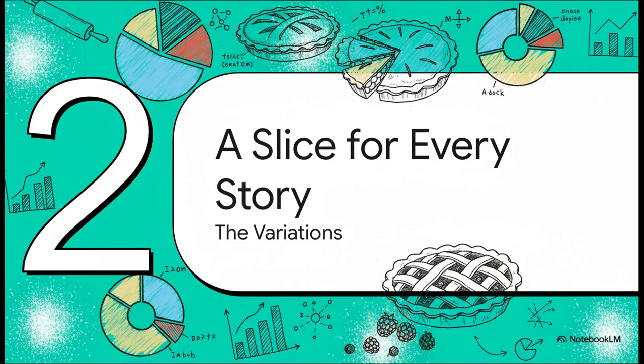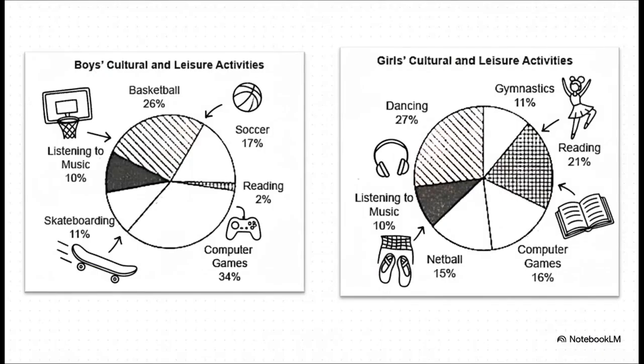Okay, let's keep building on that, because not all pies are created equal. Different stories need different kinds of charts to tell them effectively. Now this is called a multi-pie chart, and it is fantastic for comparing two groups side by side. So here we're looking at what boys and girls do for fun. You can immediately see the big differences, right? For boys, computer games are this massive 34% slice. But for girls, dancing takes the lead at 27%. It makes that comparison instant.